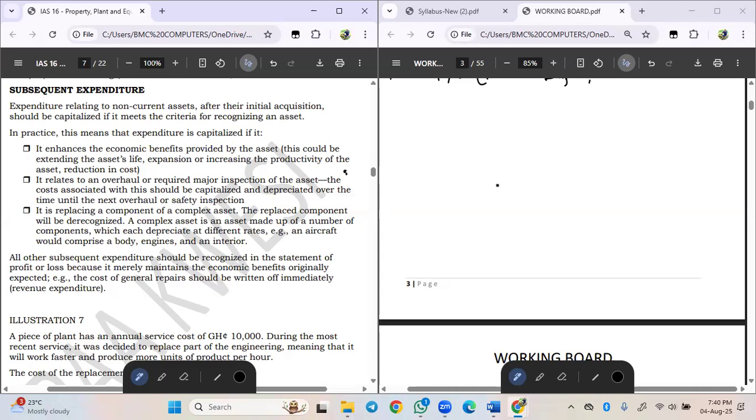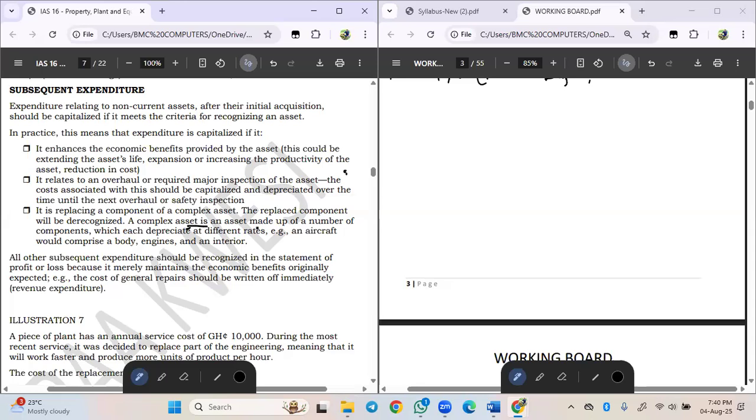One will ask, what is a complex asset? We are saying that a complex asset is an asset that is made up of a number of components, where each component is depreciated at a different rate. So we always use aircraft as an example, because the whole aircraft cannot be considered as one asset that you depreciate over one useful life or a single rate.